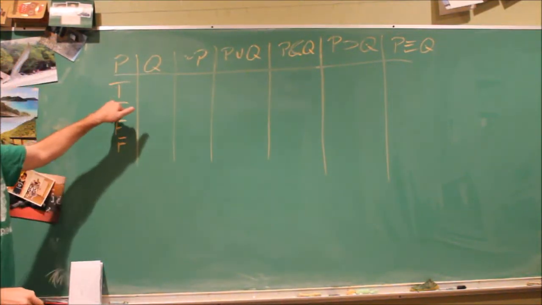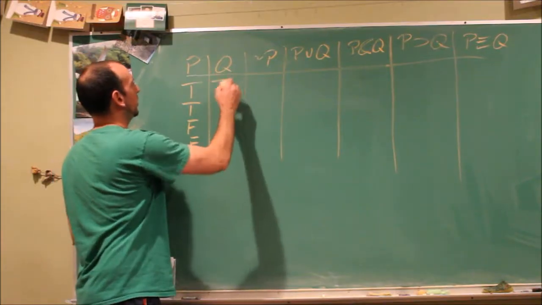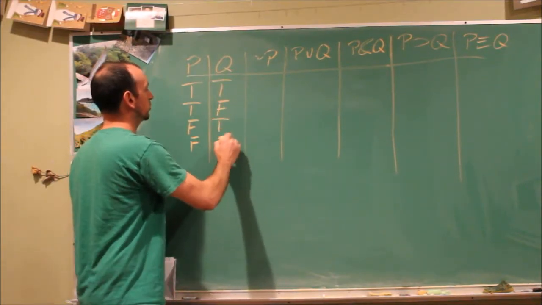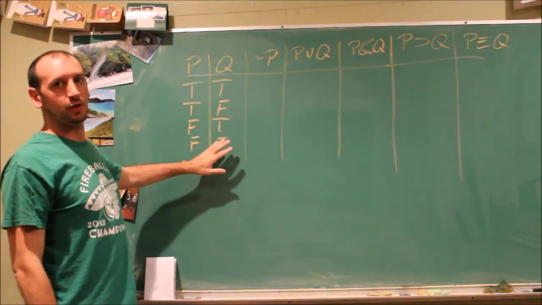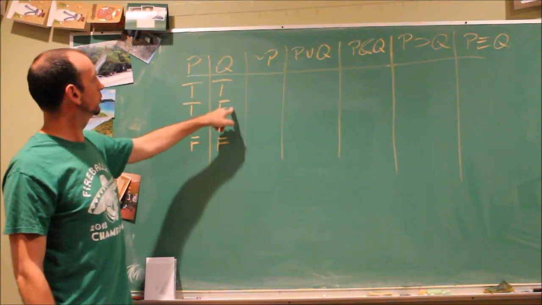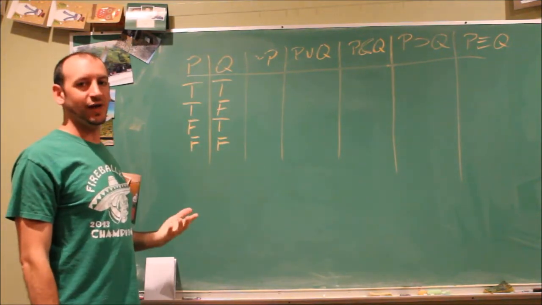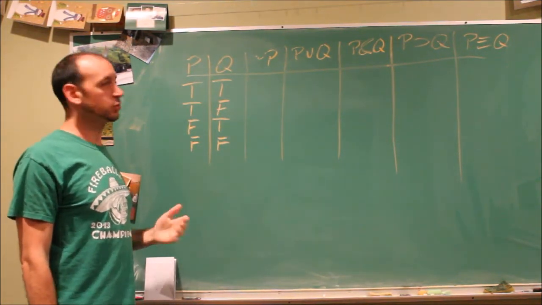giving two trues and two falses. And then in your second column, you alternate true, false, true, false. So if you have two letters, this is all you need. Every truth table is going to start just like this. True, true, false, false, true, false, true, false. And the reason that we do that is we want to get every possible combination of true and false.